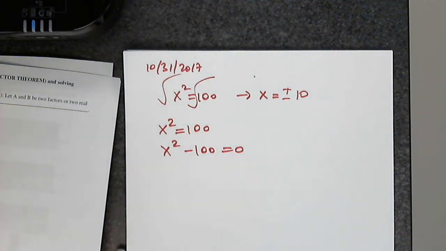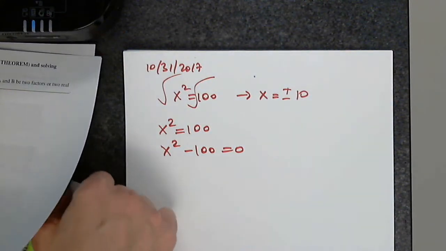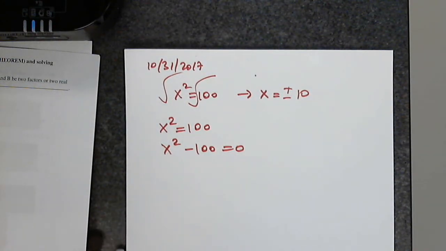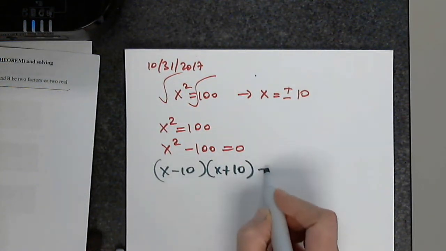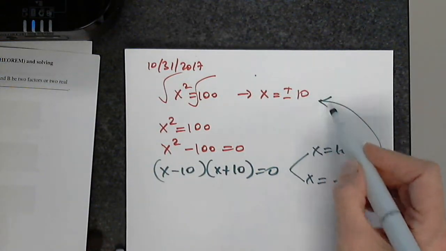It's a binomial, it's in descending order, no greatest common factor, no negative leading coefficient. Special product. I always hope for a special product. And is this a special product? It's a difference of squares. Very good. And that's how we get x equals 10 and x equals negative 10, which we already knew from the other method.